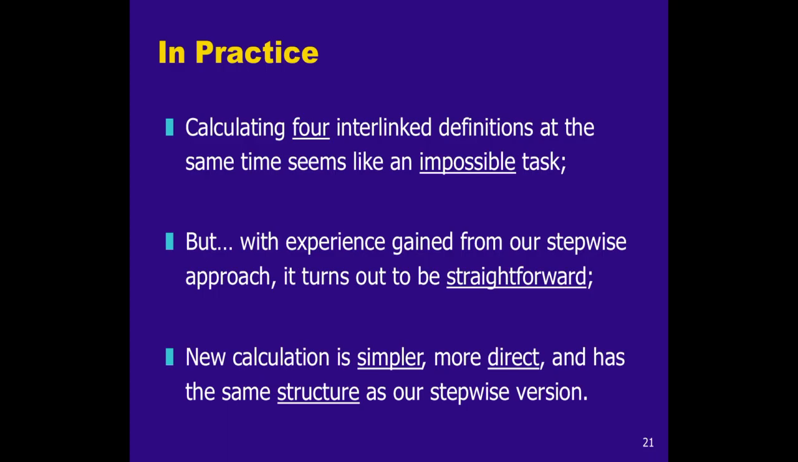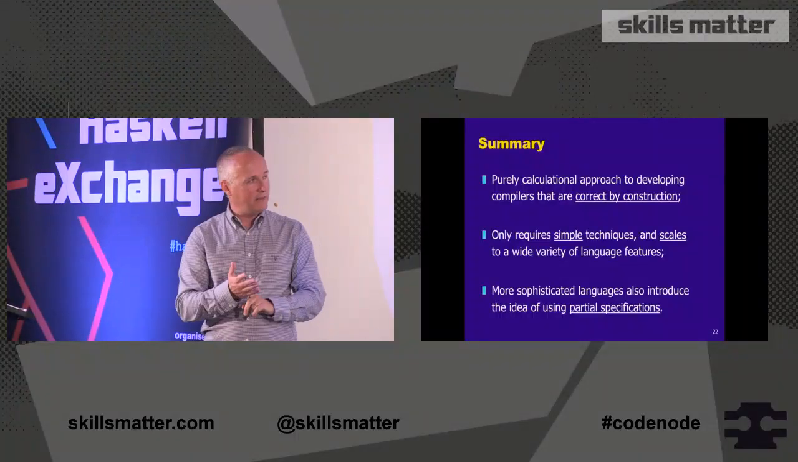You don't need defunctionalization, you don't need continuation. All you need is simple equational reasoning, nothing more. So that's more or less what I want to tell you. It's just kind of an introduction to the idea of calculating correct compilers. So I've got two slides left now.